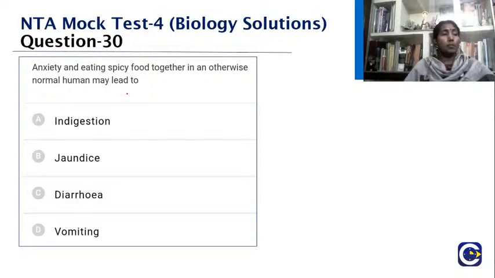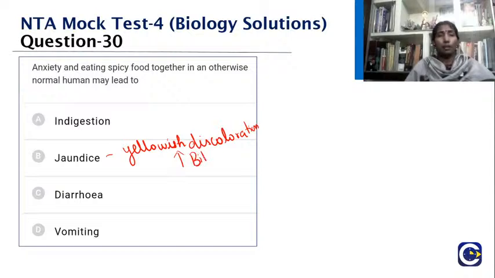Anxiety and eating spicy food together in an otherwise normal human may lead to indigestion, jaundice, diarrhea, vomiting. So what should be your answer? Jaundice is yellowish discoloration of skin and mucous membrane due to an increase in the presence of bilirubin. Diarrhea can be because of some infectious condition associated with vomiting. But what about indigestion? When you are very anxious or eating a lot of spicy food, you will not have proper digestion, so you get reflux of those contents. That we call indigestion.